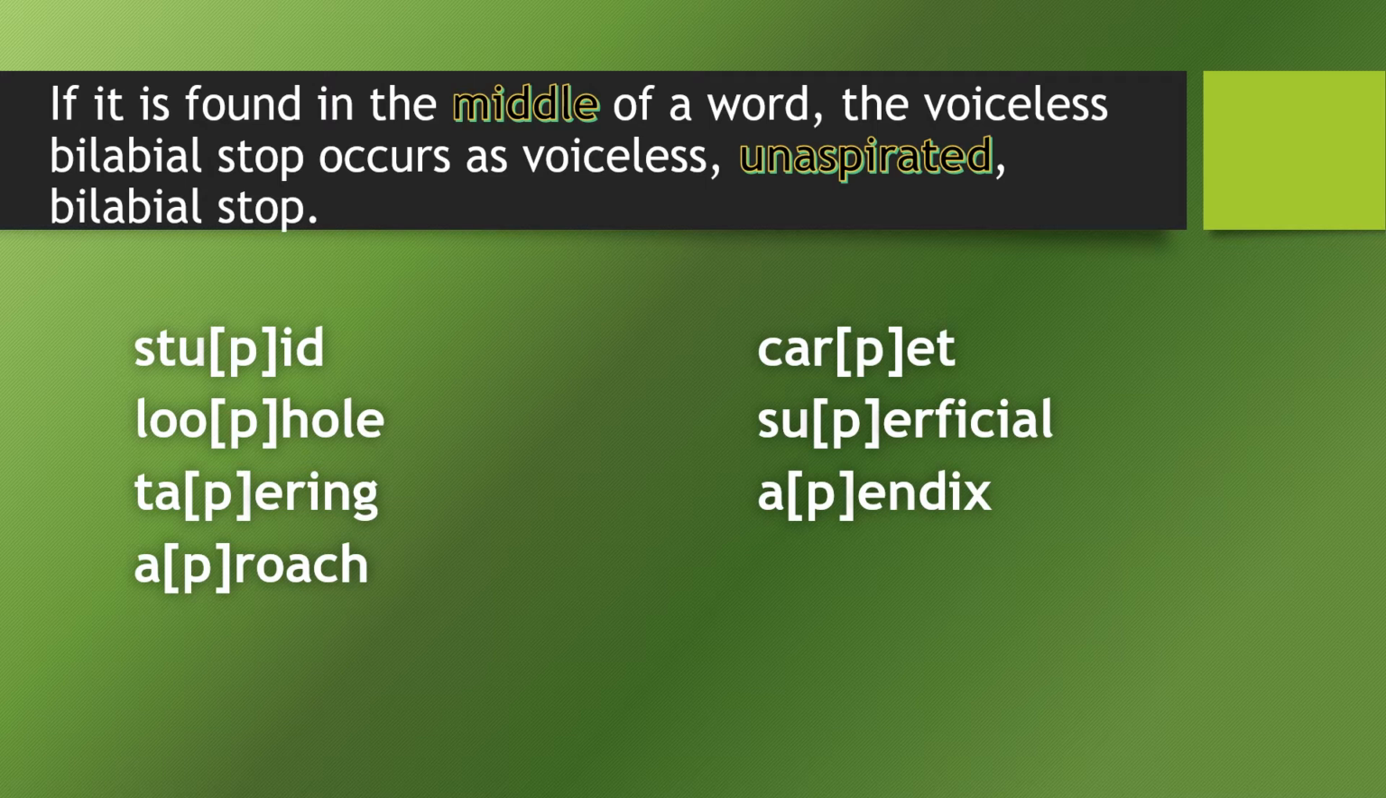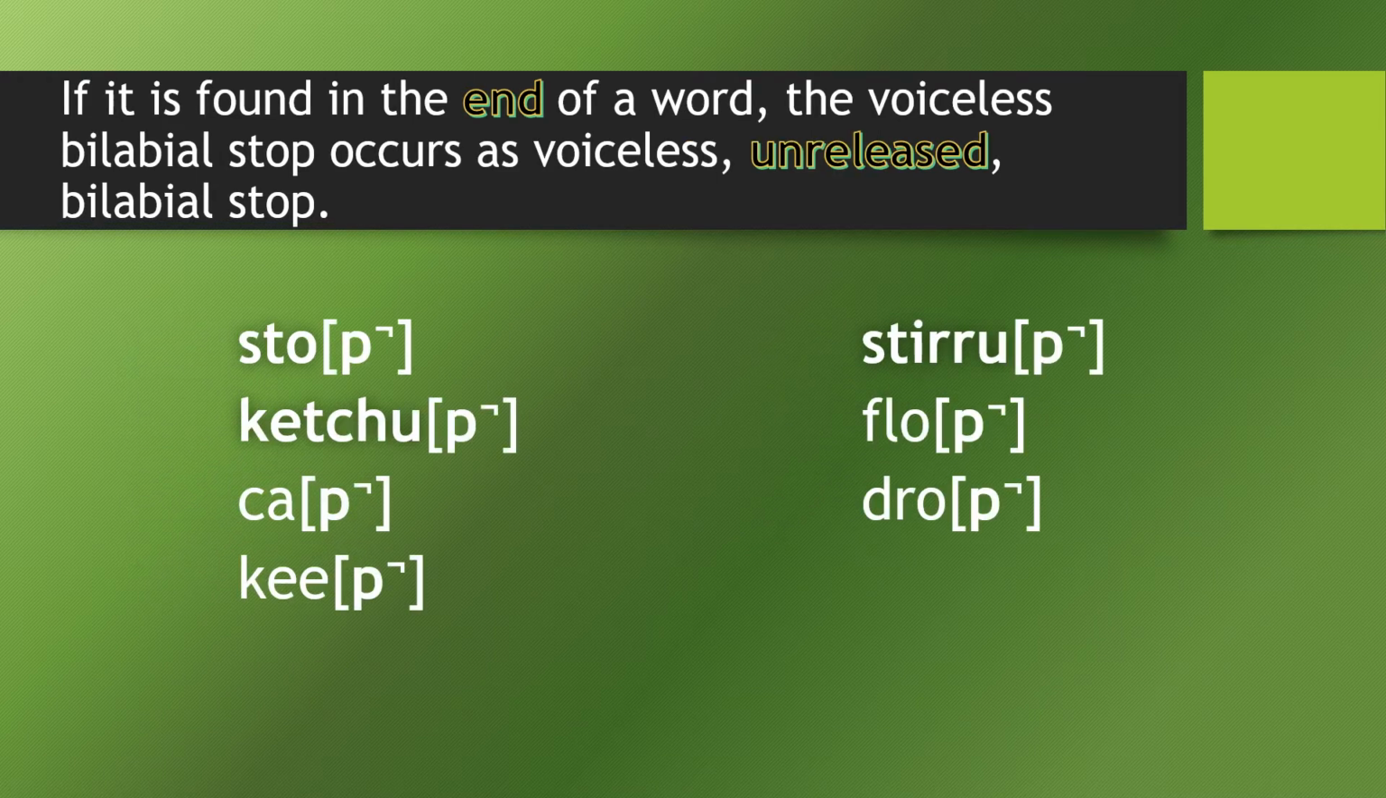If it is found in the middle of a word, the voiceless bilabial stop occurs as a voiceless unaspirated bilabial stop, such as stupid, loophole, papering, approach, carpet, superficial, appendix. If it is found at the end of a word, the voiceless bilabial stop occurs as a voiceless unreleased bilabial stop, such as stop, ketchup, cap, keep, stirrup, flop, drop.